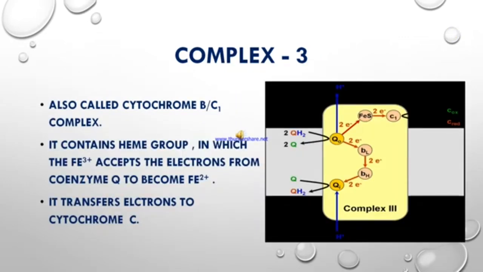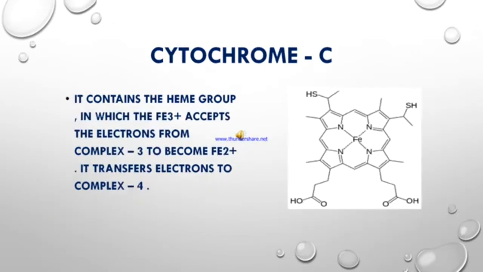The next component of the electron transport chain is complex 3, also called cytochrome reductase. It contains a heme group in which the Fe3+ ion accepts the electron from coenzyme Q to become Fe2+ ion. Then it transfers the electrons to cytochrome C. Cytochrome C is an essential component of the electron transport chain where it carries one electron. It is capable of undergoing oxidation and reduction as its iron atom converts between ferrous and ferric forms. It then transfers electrons to complex 4.